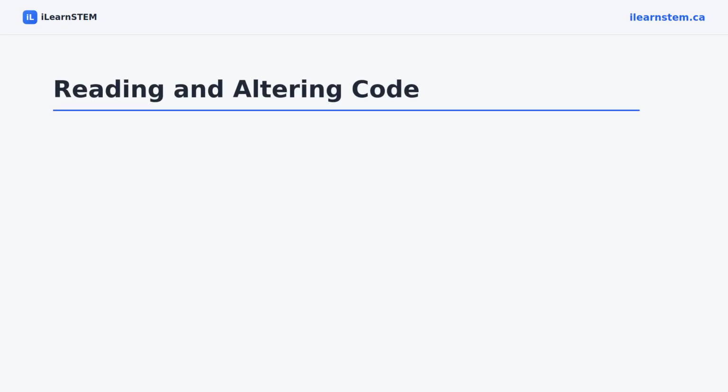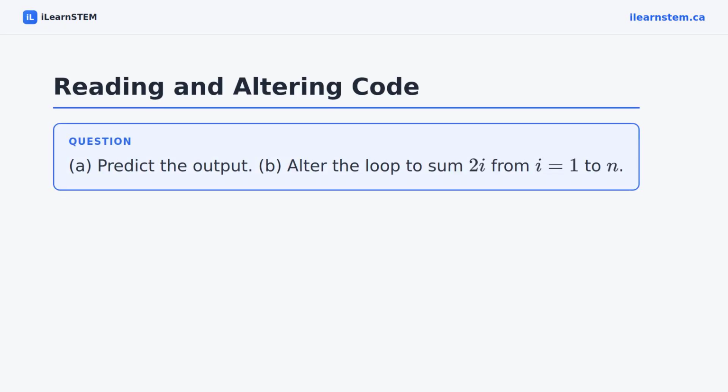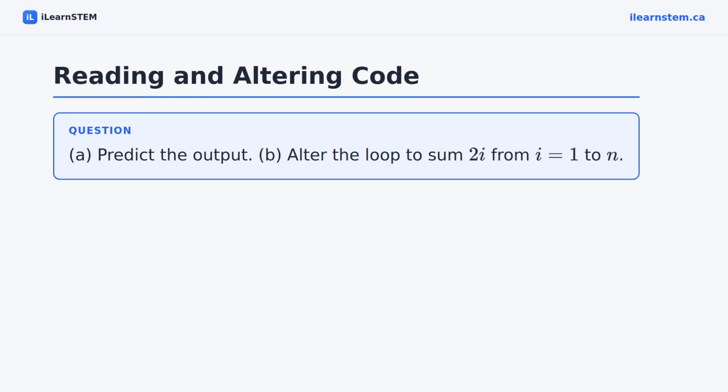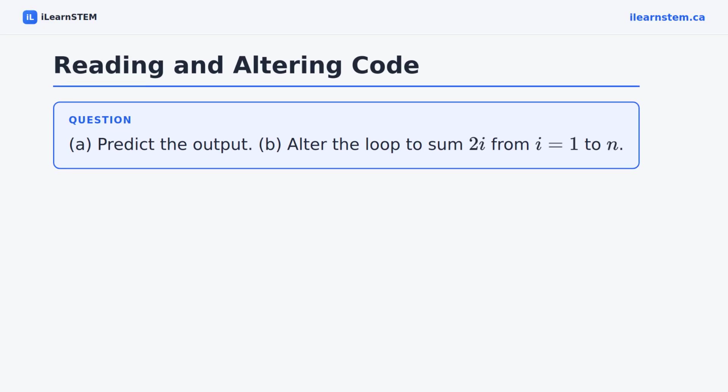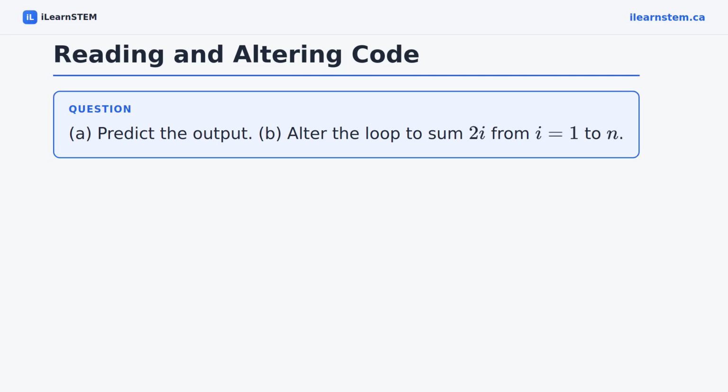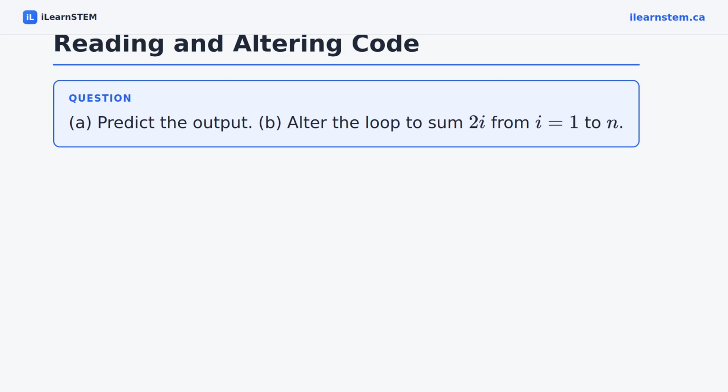Let's practice reading and altering a simple loop. Here's the problem. Part A, predict the output of this code. Part B, alter the loop so it sums 2i from i equals 1 to n instead of up to 4.